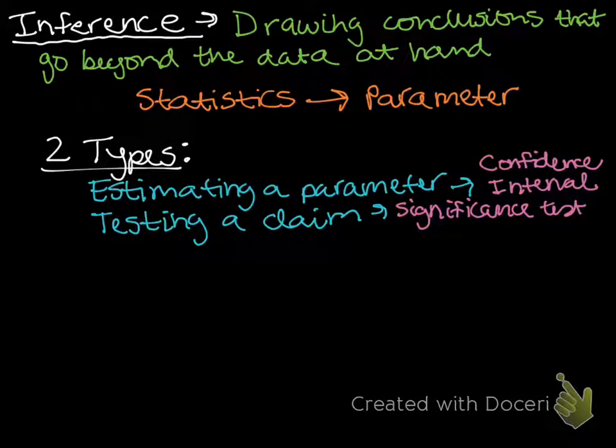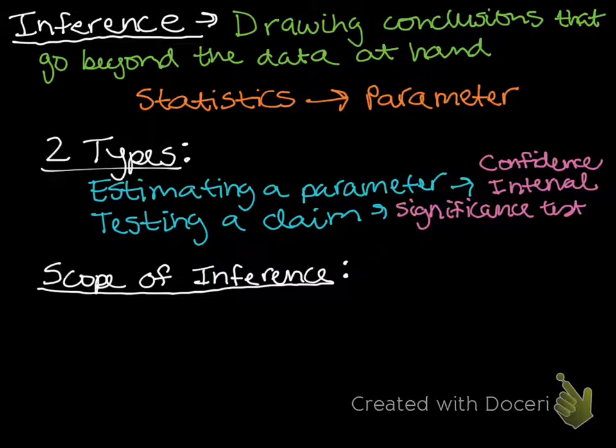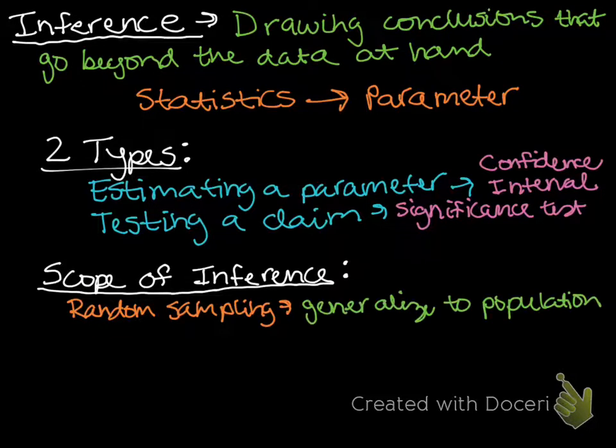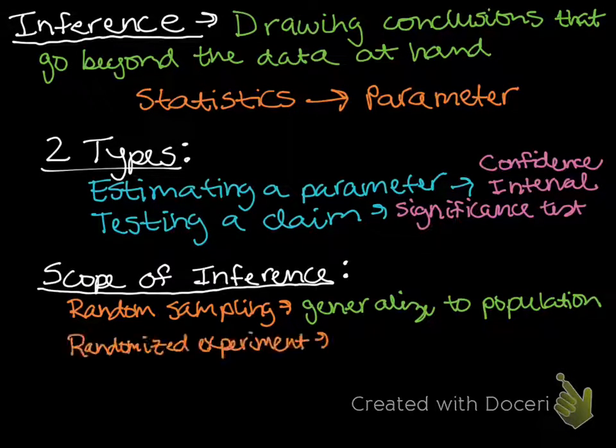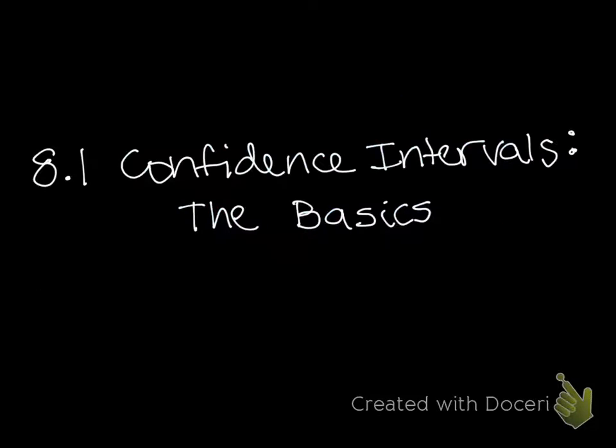significance tests. What is the scope of inference? What can we do with inference? Well, if I had random sampling, then I can generalize my results to the entire population. If I had a randomized experiment, then I can generalize cause and effect. All right, today we're going to look at section 8.1, confidence intervals, the basics.